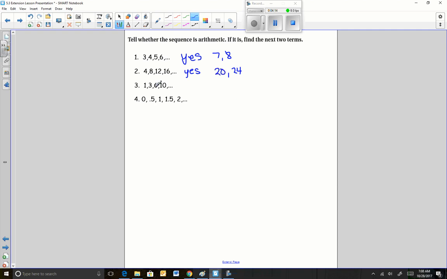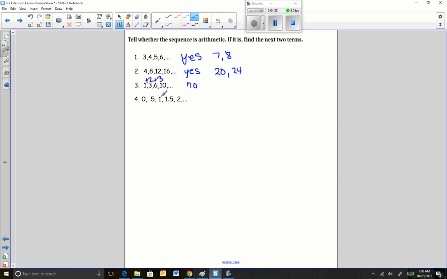Let's take a look at number 3. 1 plus 2 gets me 3, so that's a +2. 3 plus 3 gets me 6. Oh, no way. We're adding a different number each time. Not an arithmetic sequence.